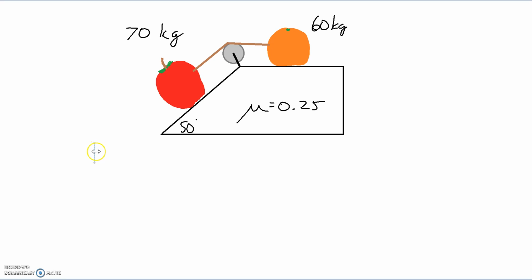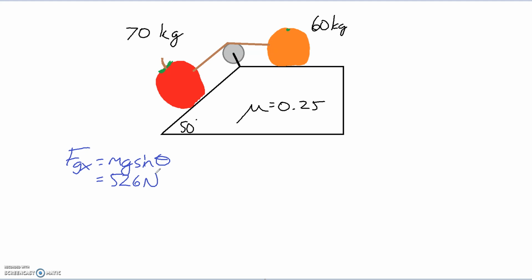So if we calculate its FGX using mg sine theta, we can find that the apple is trying to move the system with about 526 newtons. Now, the orange isn't actually pulling. I mean, it's just sitting there if you would cut the rope. So that's my only force trying to accelerate it.